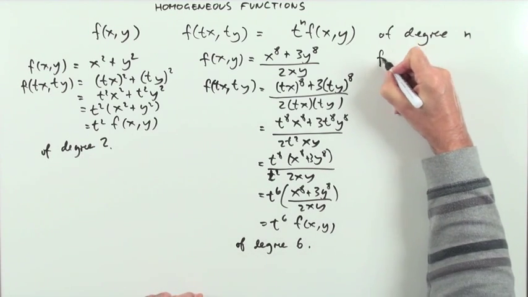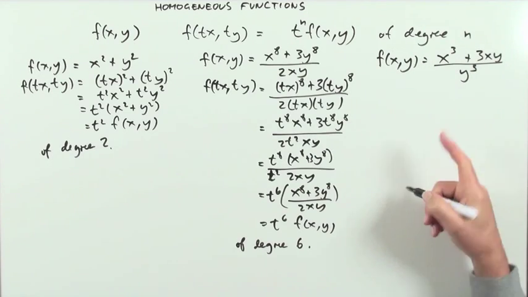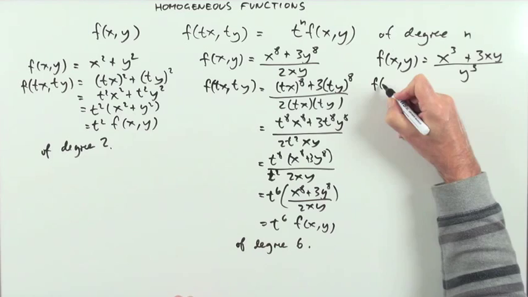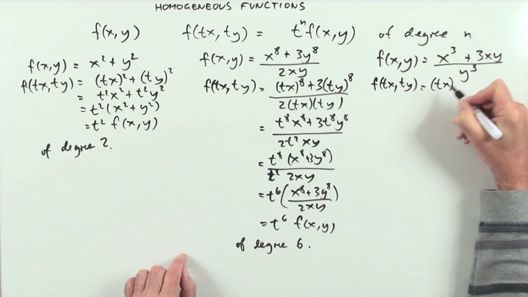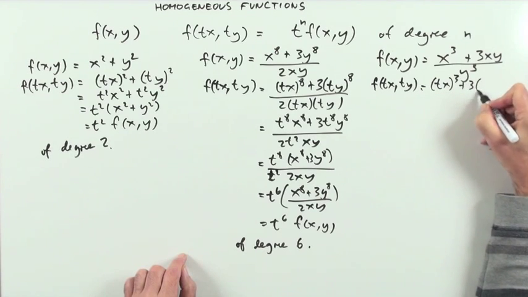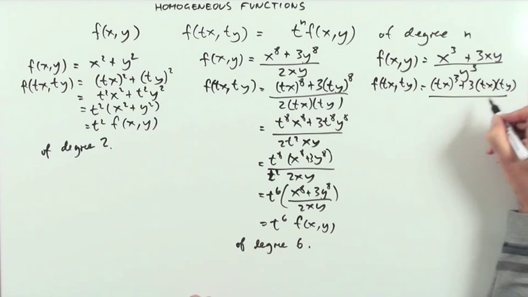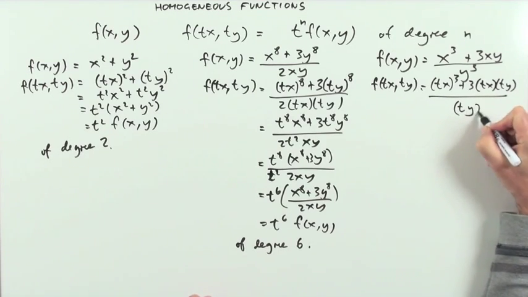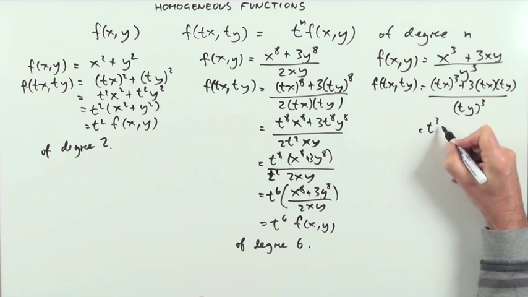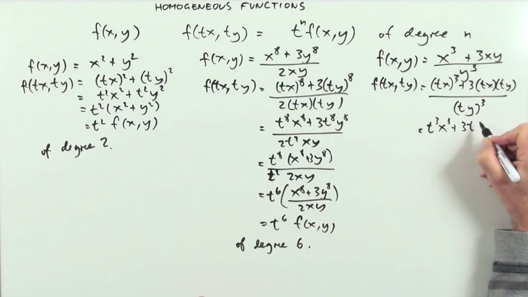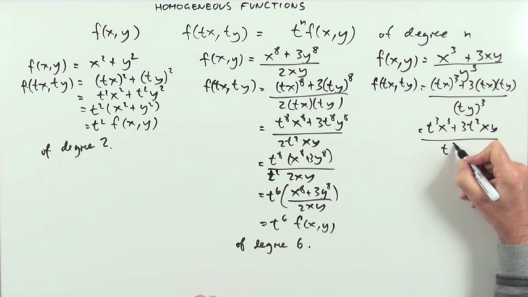Another one. I could go on all day doing this. This one then, is this homogeneous? Well, let's try multiplying it. So I would have tx cubed, 3 times tx, ty, over ty cubed. And that multiplies out to t cubed x cubed plus 3t squared xy over t cubed y cubed.